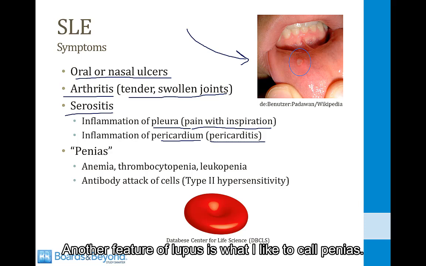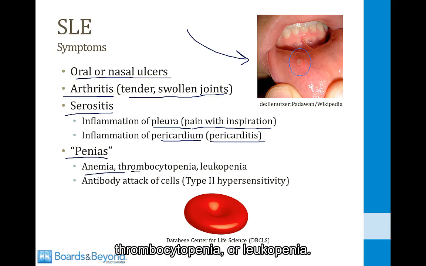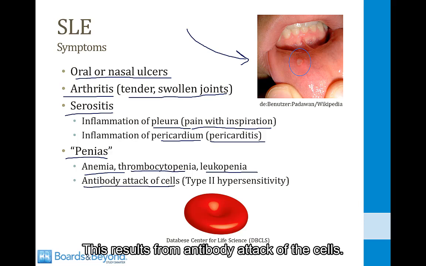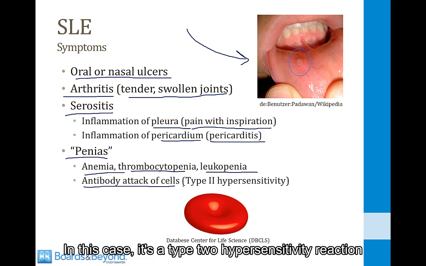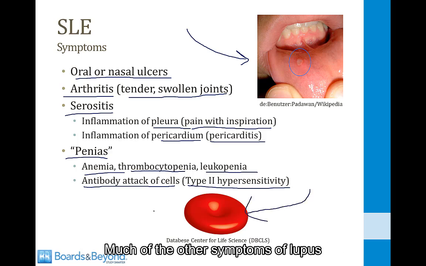Another feature of lupus is what I like to call penias. Patients with lupus can develop anemia, thrombocytopenia, or leukopenia. This results from antibody attack of the cells, and this is different from the other pathophysiology of lupus. In this case, it's a type 2 hypersensitivity reaction where antibodies are directly attacking cells. Much of the other symptoms of lupus are the result of immune complex deposition in type 3 hypersensitivity.